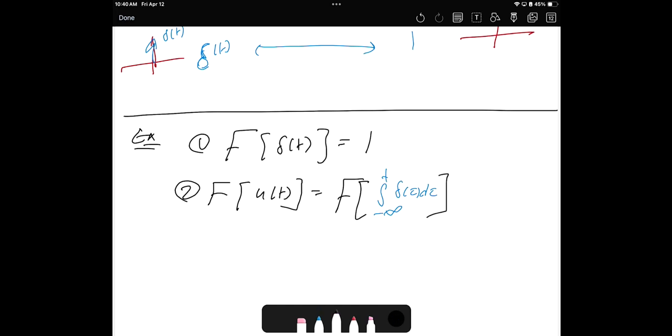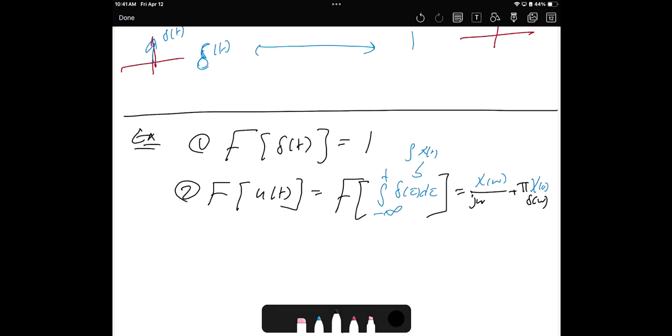Since we are dealing with an integral, we can say this is the integral of x of t. So according to the integral property, it will be X of omega divided by j omega plus pi X of 0 delta omega. That's the integral property, because this is an integral. We know u of t is the integral of delta of t, right? Then we know delta of t is 1.